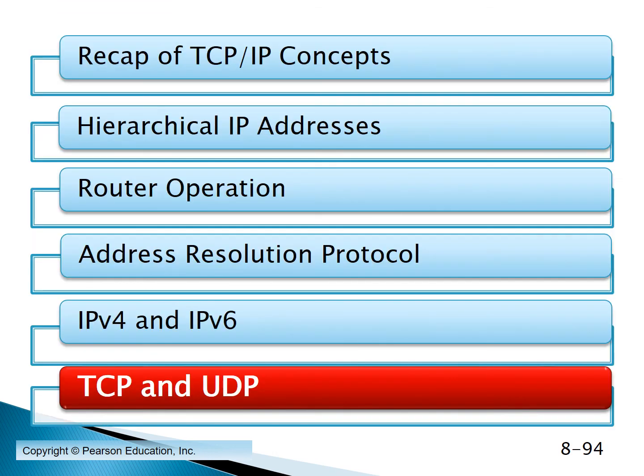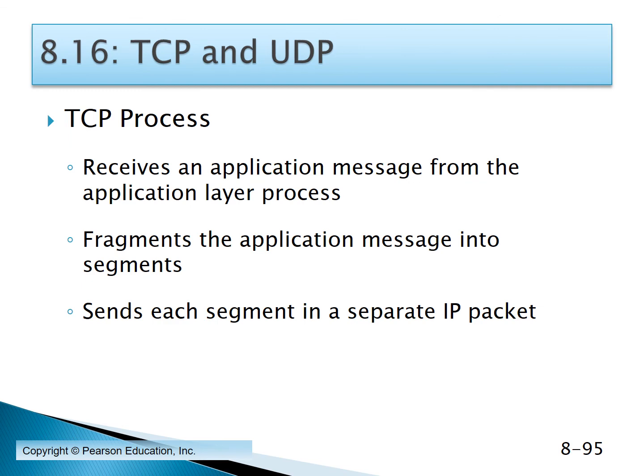So finally, in the last few slides, we will talk a little bit about TCP and UDP again. We have talked about TCP and UDP in the earlier chapters. TCP receives an application message from the application layer process, which may be based on HTTP or some other protocol. Then it needs to fragment the application message into small segments and send each segment in a separate IP packet. That's why we call each message in the TCP layer a segment.